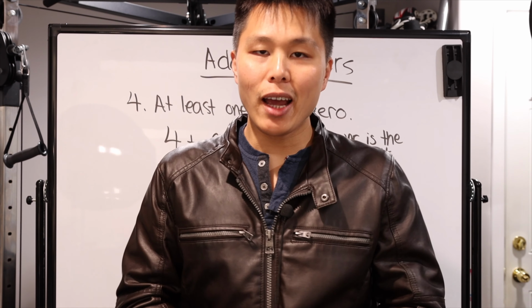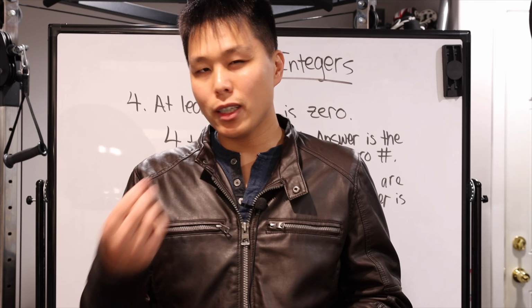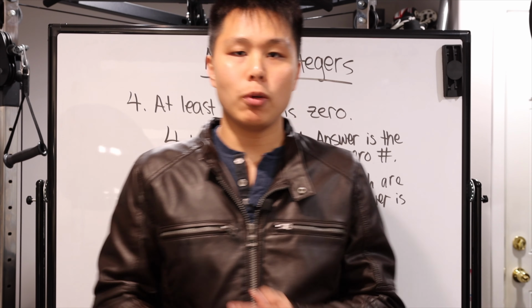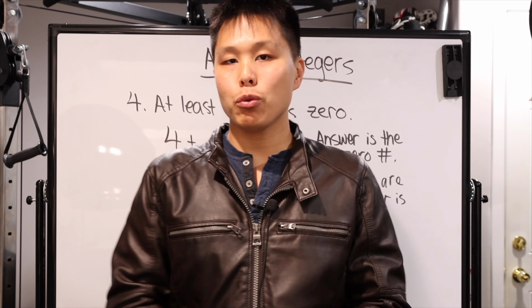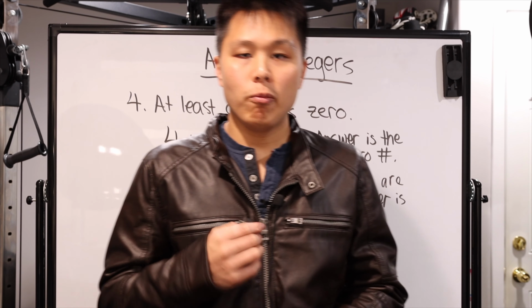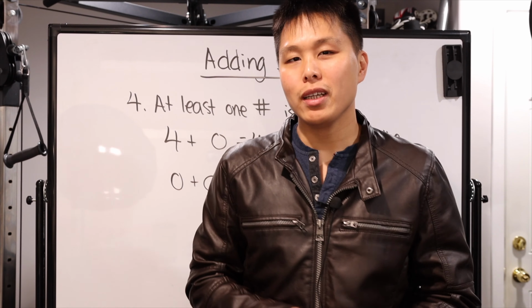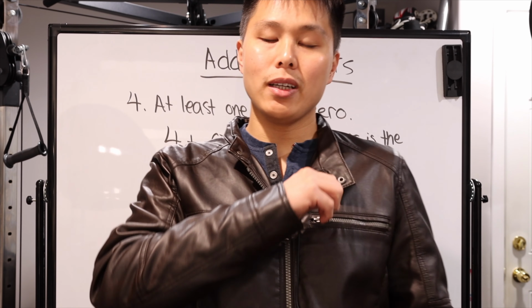All right, so there you have it. That's the 4 different cases that you would encounter when adding integers. The first one is both are positive, add them like you would normally add them in arithmetic. Both are negative, ignore the signs, add them like you would normally add them in arithmetic. Then put the negative sign back.